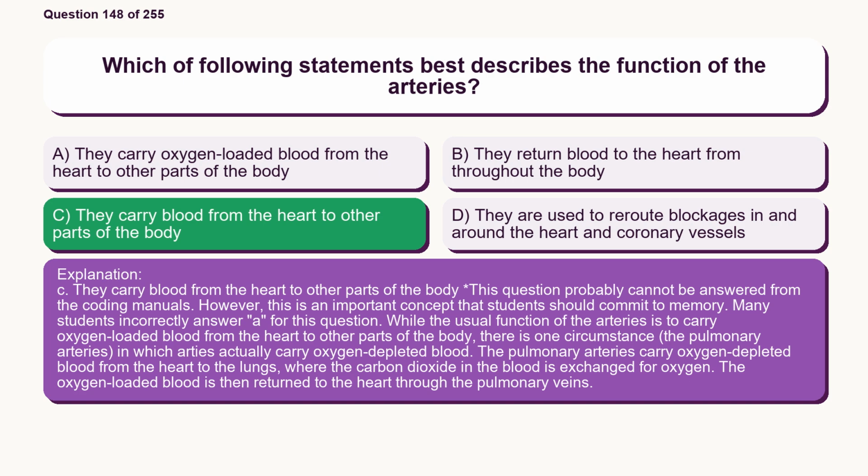While the usual function of the arteries is to carry oxygen-loaded blood from the heart to other parts of the body, there is one circumstance, the pulmonary arteries, in which arteries actually carry oxygen-depleted blood. The pulmonary arteries carry oxygen-depleted blood from the heart to the lungs, where the carbon dioxide in the blood is exchanged for oxygen. The oxygen-loaded blood is then returned to the heart through the pulmonary veins.